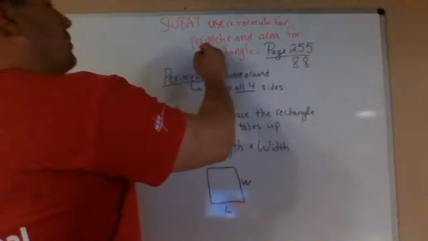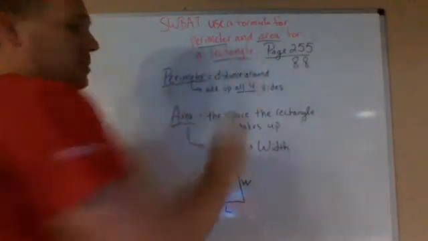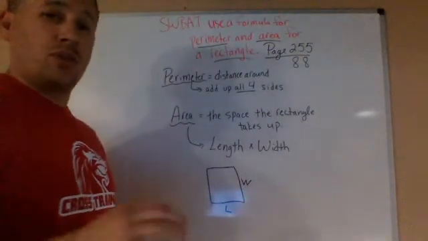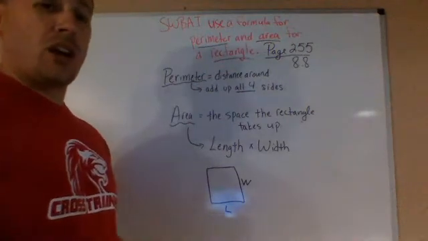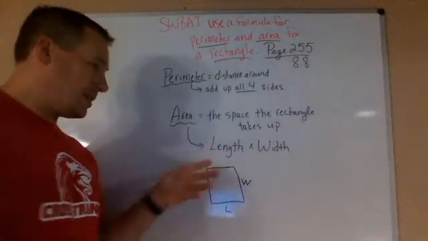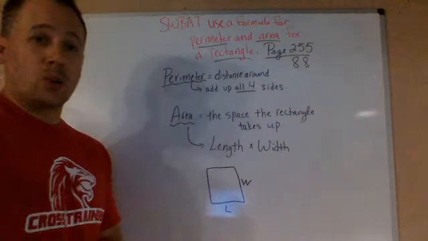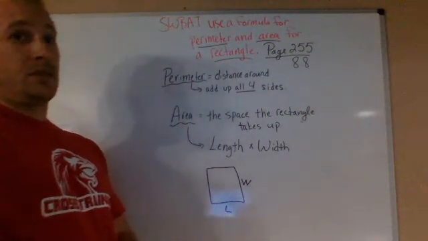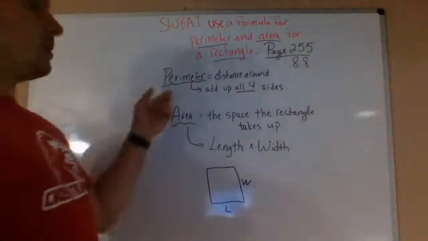Okay, so we're going to focus on perimeter and area, and today we're just focusing on rectangles, because when you do perimeter and area of other objects, this formula and rule is not going to apply. So this is just for rectangles. Okay, so let's take a look.